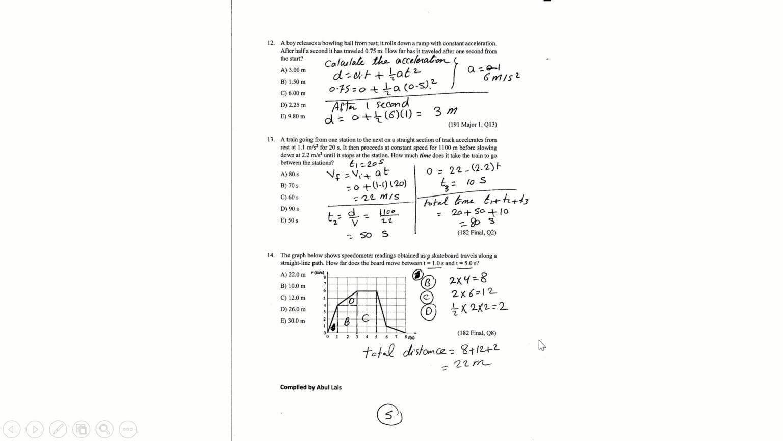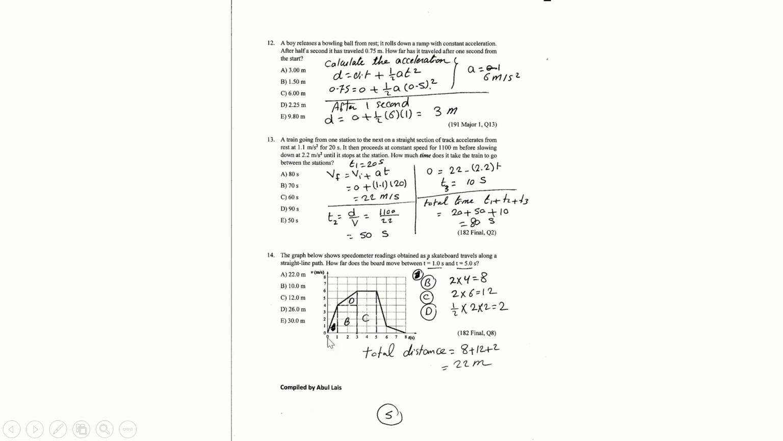Now let's check number 14. It says the graph below shows a speedometer reading obtained as a skateboard travels along a straight line path. How far does the board move between t equals 1 second and t equals 5 seconds? The speedometer is the device in your car that measures your speed. And we want to know the distance between 1 and 5.